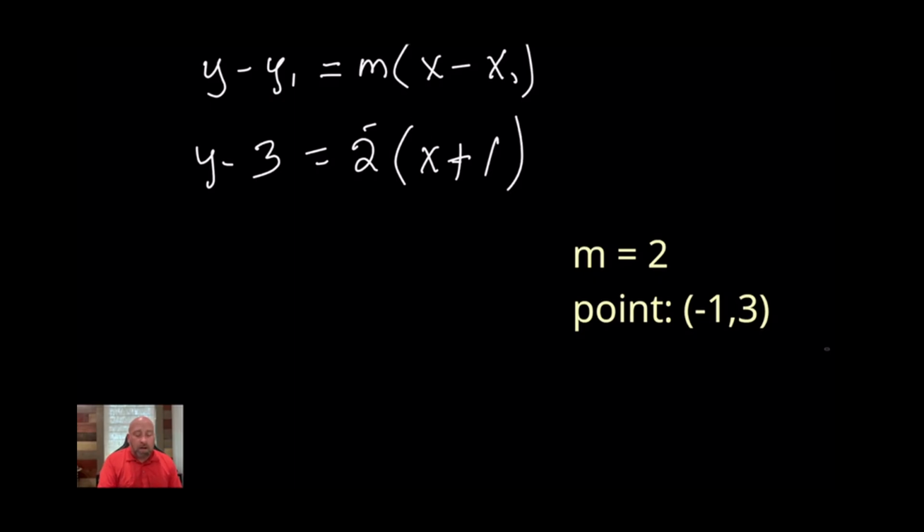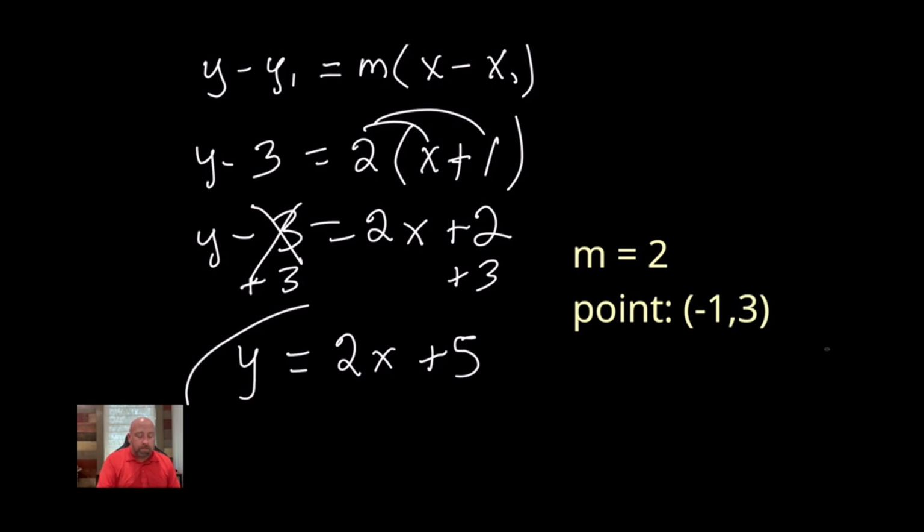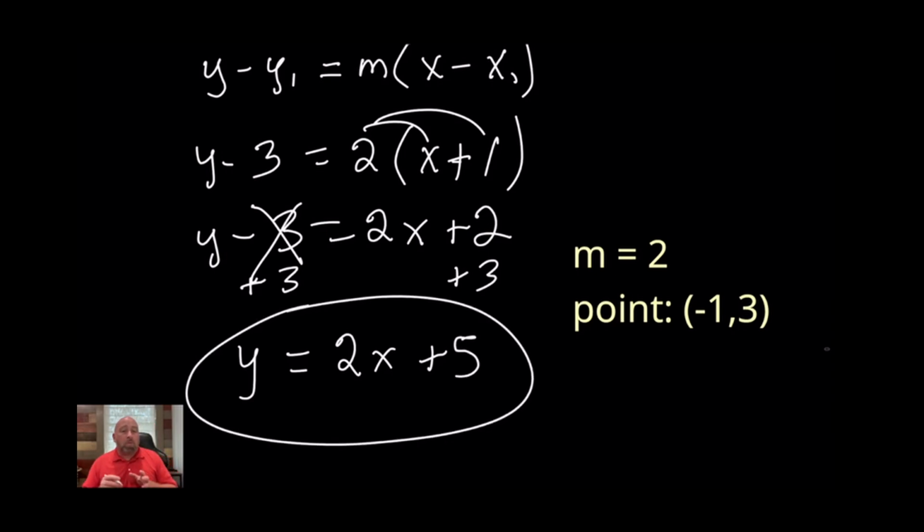Okay. All right, now I'm going to distribute this. Y minus 3 equals 2x plus 2. And then I will add 3 to both sides to get rid of this. So I'm now in my y-intercept form, or my slope-intercept form, and it's y equals 2x plus 5 would be your answer there. Okay? Y equals mx plus b. That's where we're going with this. That's what we want to see with these.